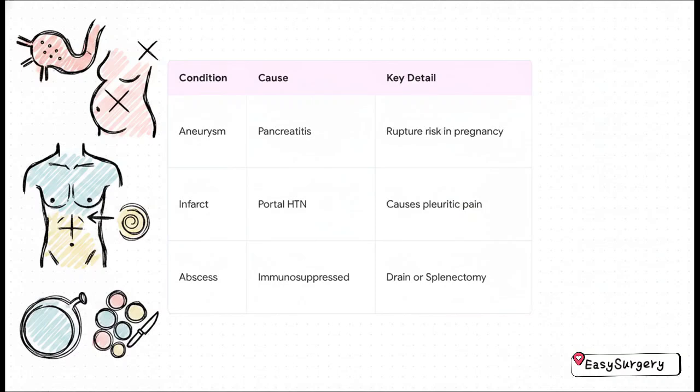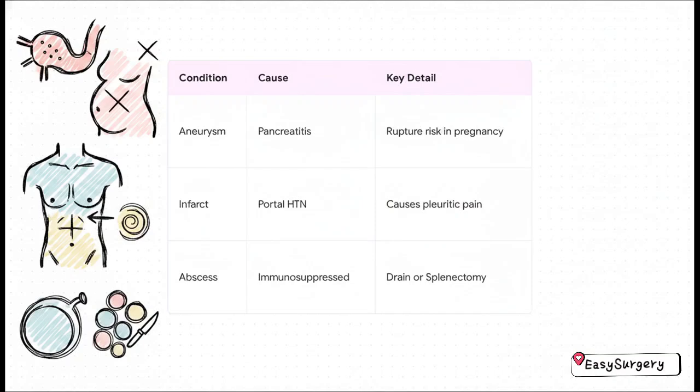Take splenic artery aneurysms. This is actually the most common visceral artery aneurysm, usually sparked by pancreatitis. But here's the absolutely crucial and honestly terrifying part. The highest risk of it rupturing is during the 3rd trimester of pregnancy. That makes it an absolute obstetric emergency, and you need a CT angiography, STAT, to diagnose it.